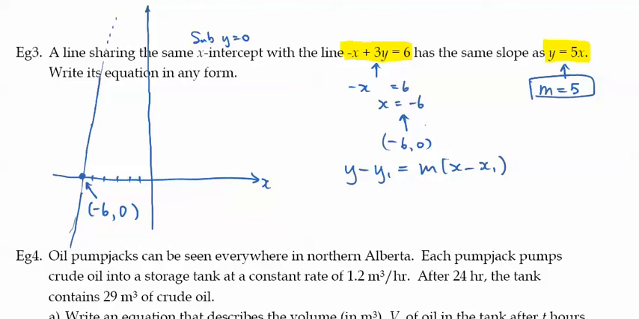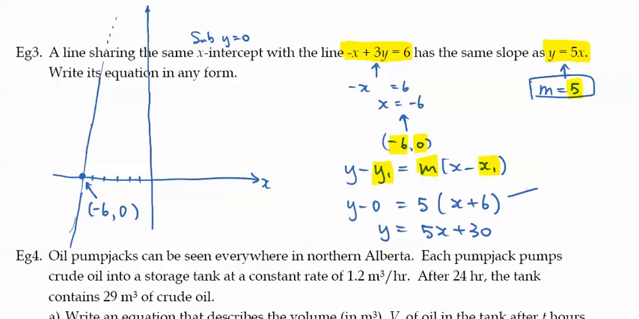I have the y-coordinate of this point equals 0, and I have -6 for the x-coordinate. Here is the slope, m equals 5. So as I substitute everything into it, we will have this equation in slope point form, or if you choose to expand it, this time we have the slope intercept form.